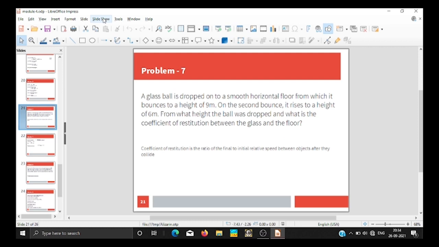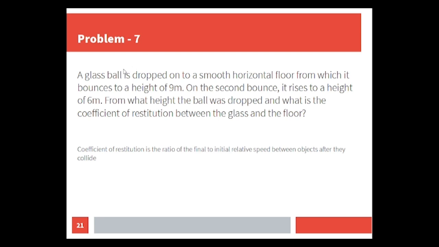So let's move on to some more problems. A glass ball is dropped onto a smooth floor, from which it bounces to a height of 9 meters, and on the second bounce it rises to a height of 6 meters. From what height was the ball dropped, and what is the coefficient of restitution between the glass and the floor? So we need to find two things: the height from which the ball was dropped, and the coefficient of restitution.